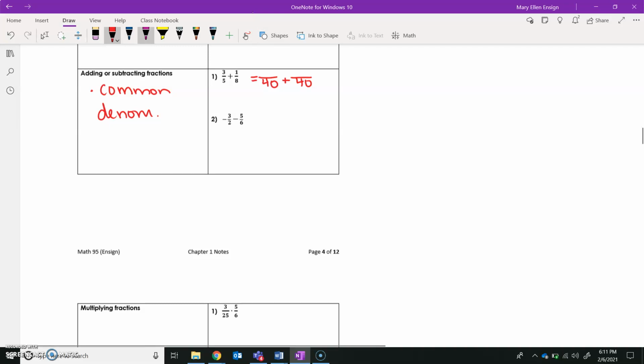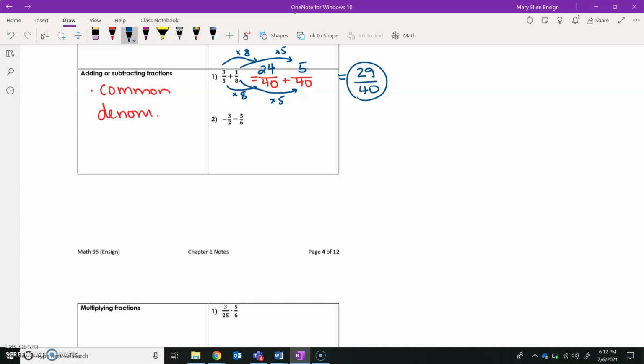So how do I do this? Well, now I want to say, okay, 5 times what gave me 40? Well, 5 times 8. So that means the top number also has to be multiplied by 8 for my new fraction that's equivalent. Here, 8 times 5 is 40. 1 times 5 is going to be 5. So now I have 24 40ths plus 5 40ths ends up being 29 40ths.